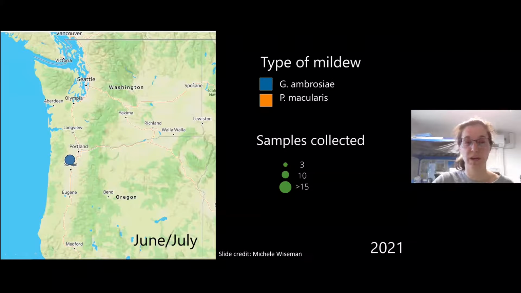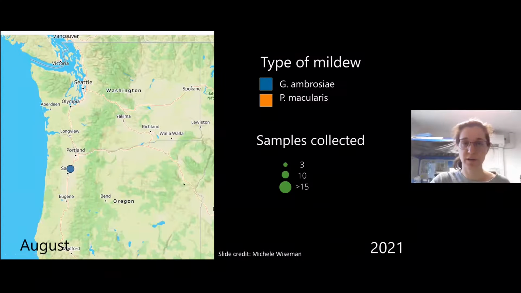As I said, we're only finding a couple of samples here in Oregon, in the Willamette Valley. These were all the hemp powdery mildew, Golovinomyces ambrosiae. If we look at August, still the only places that we're finding powdery mildew is here in the Willamette Valley, same species, the hemp powdery mildew. But again, we're looking at very few samples.